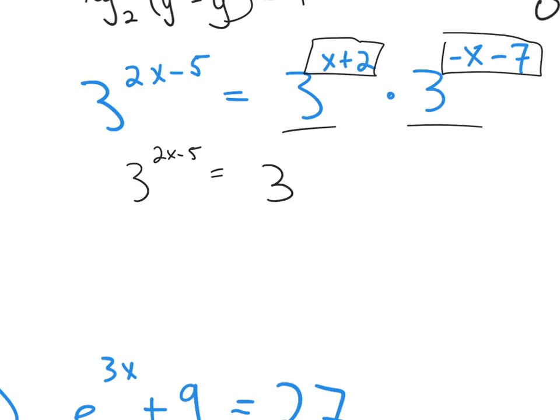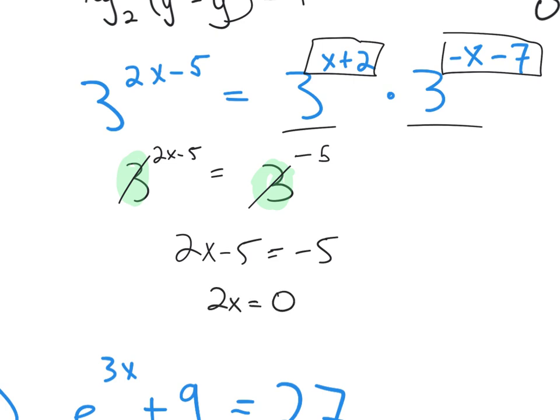Adding them, right? So if we added them, you'd have 3 to the negative 5th. So x plus negative x cancels each other out, and 2 plus negative 7 is negative 5. Now that you have the common base of 3 on both sides, we can just drop off the base and set these exponents equal to each other. So now we're just setting 2x minus 5 equal to negative 5, and then solving that equation for x.